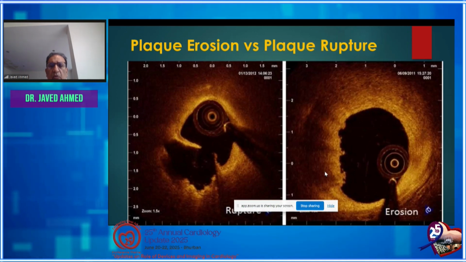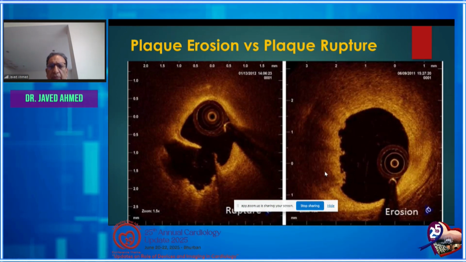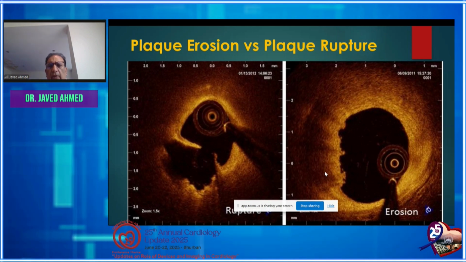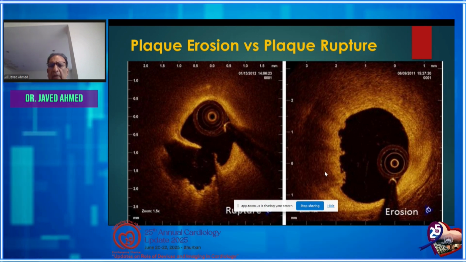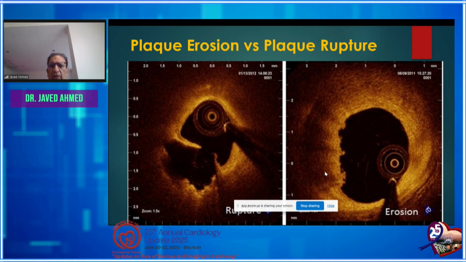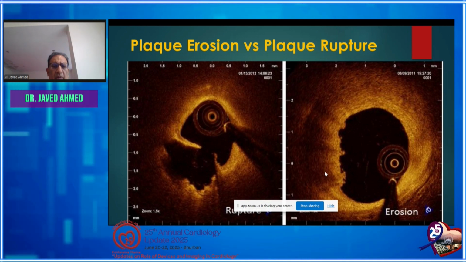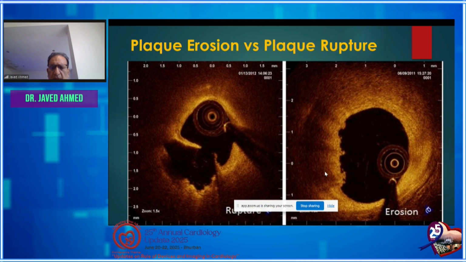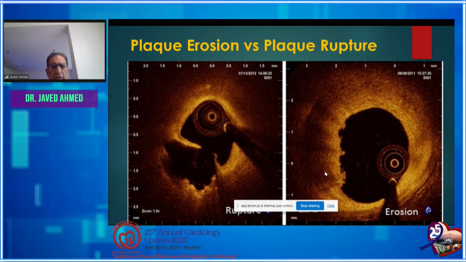So you could see on the right hand side, there is no disruption of the intima, and there is some irregularity of the inside of the coronary artery and of the intima, which is plaque erosion. And on the left hand side, there is disruption of the intima with a little bit of thrombus formation, and that is plaque rupture more consistent with ST elevation myocardial infarction.